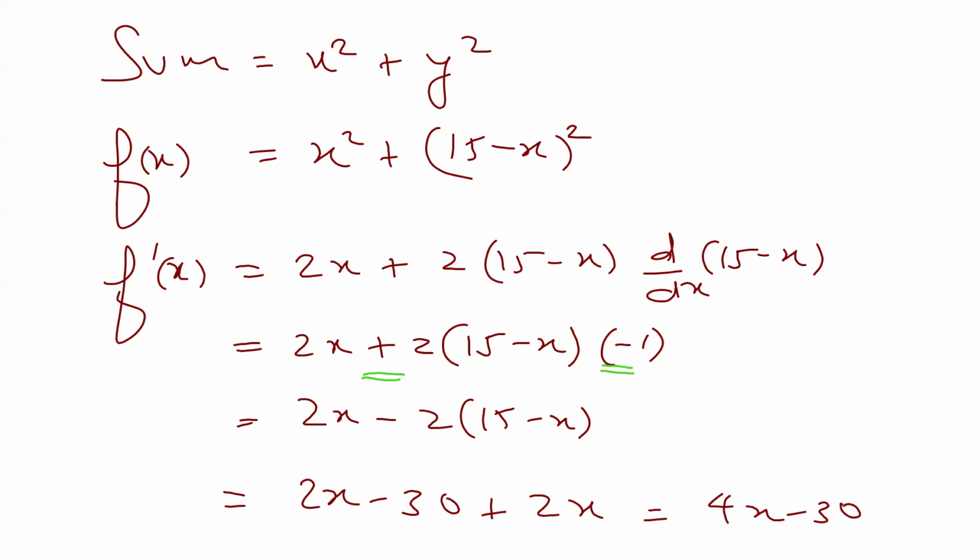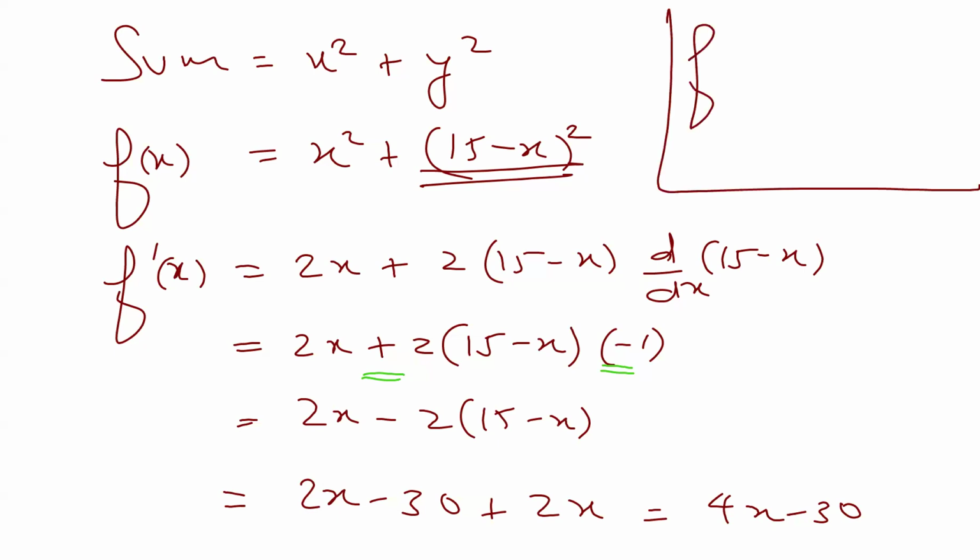If you want to expand a minus b the whole square, simplify and solve that, then also you can do. That's not a problem really. Can someone tell me the value of f double dash x? f double dash x is the derivative of f dash x. So it is 4. Derivative of 4x minus 30 is 4.